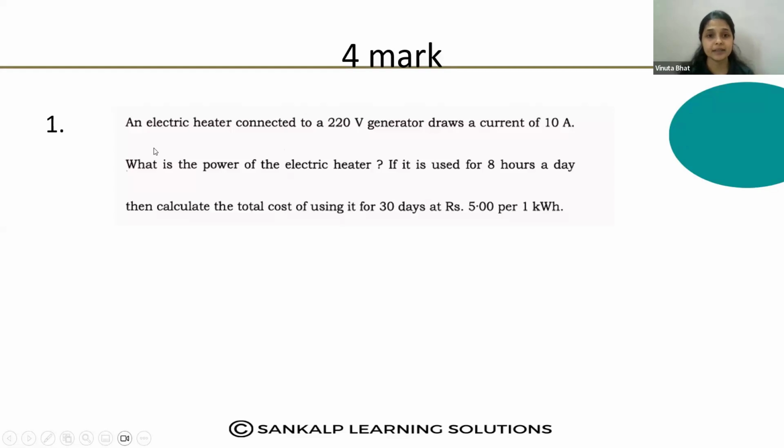An electric heater connected to a 220 volt generator draws a current of 10 ampere. What is the power of the electric heater? If it is used for 8 hours a day, then calculate the total cost of using it for 30 days, at rupees 5 per kilowatt hour.